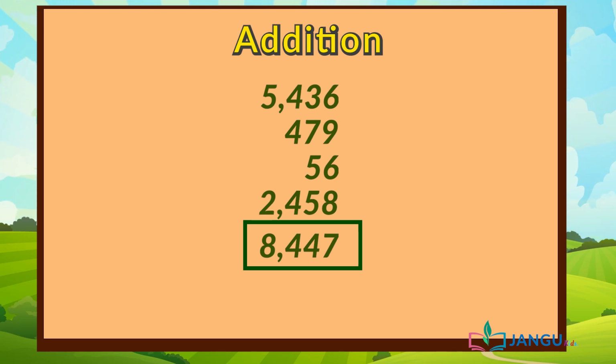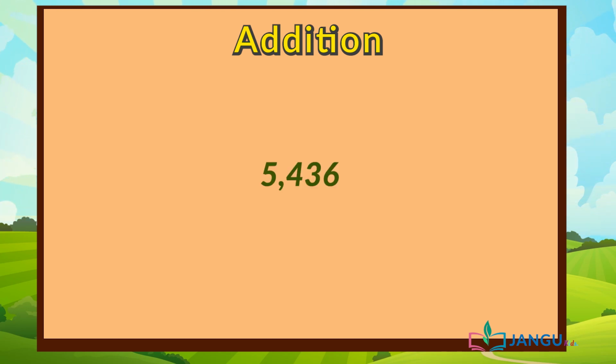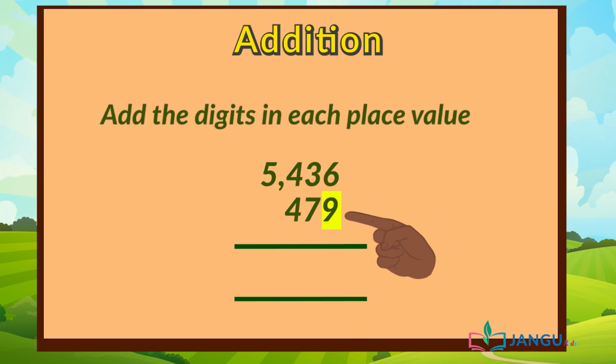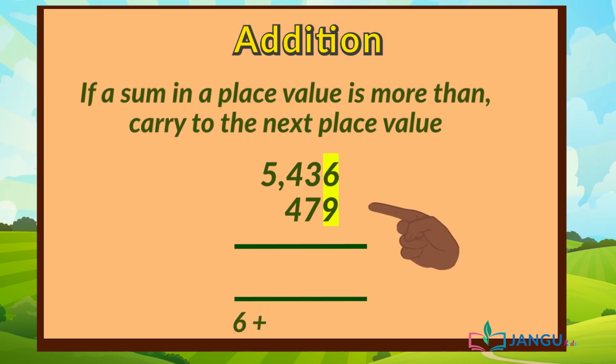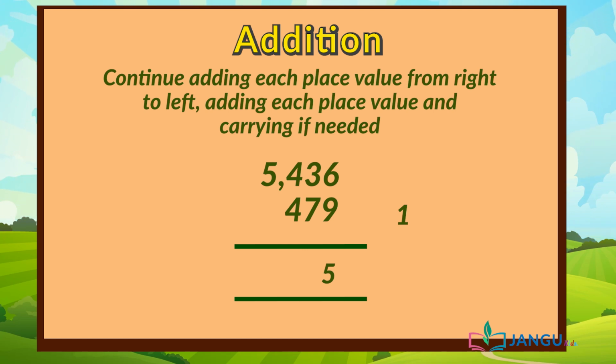Now here are some steps for you to remember when you want to add whole numbers together. First, you write the numbers so each place value lines up vertically. Then, you add the digits in each place value. You also work from right to left, starting with the ones place. And if a sum in a place value is more than 9, you carry to the next place value. Lastly, continue adding each place value from right to left, adding each place value and carrying if needed.